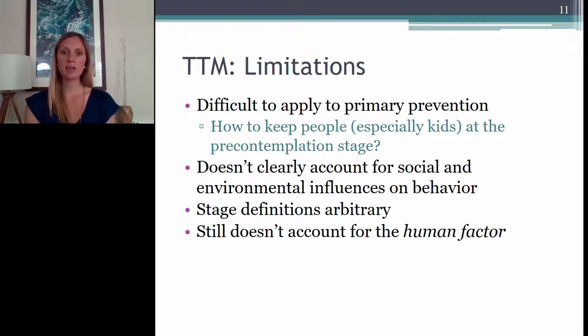And then finally, the transtheoretical model still doesn't totally account for the human factor. There are these processes of change and constructs that should explain how people can move from stage to stage, but even sometimes when you use those processes of change and you account for the pros and cons and self-efficacy, people still don't change. And that's really the key question in public health: how do we get people to change even when we do everything that we know can be done to have them change? And that's the conclusion of the transtheoretical model.